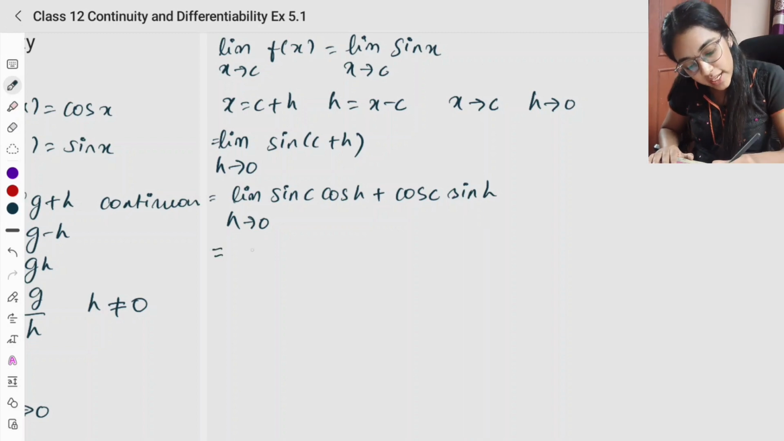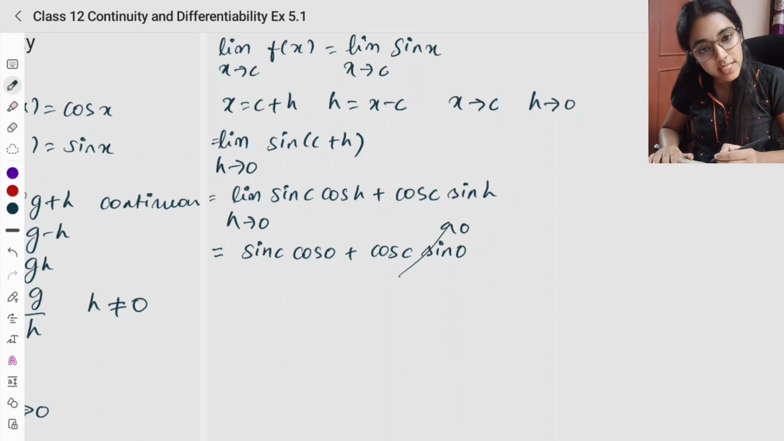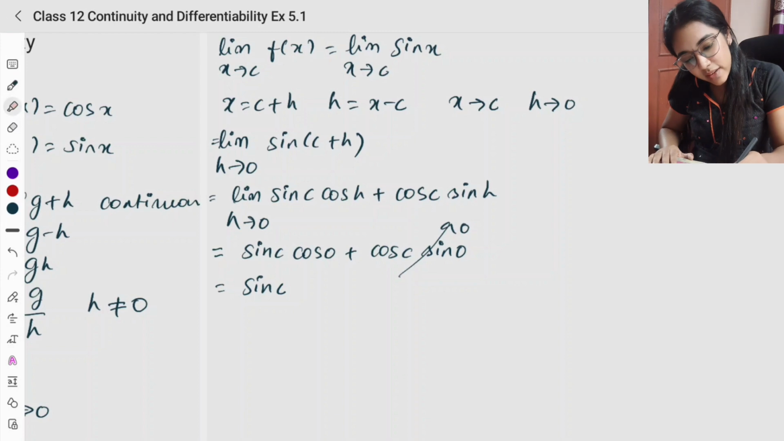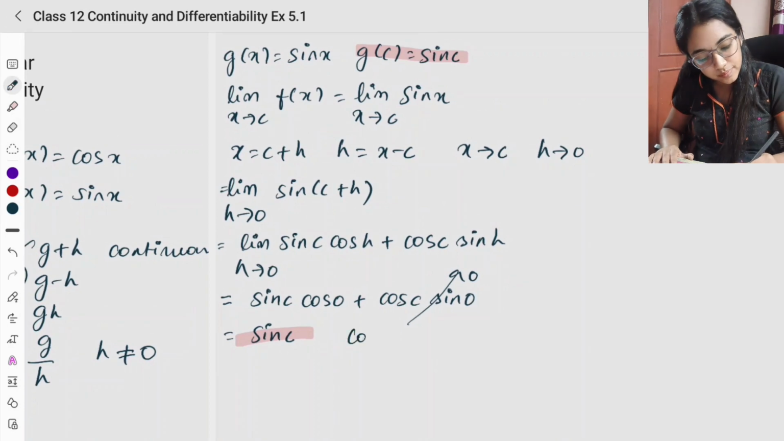Putting h equal to 0, I'll have sin c cos 0 plus cos c sin 0. So cos 0 is 1, and sin 0 is 0, so this whole term will become 0. I'll be left with sin c. So you see that the value here is sin c and the value that you marked on the top is also sin c. So it is continuous.